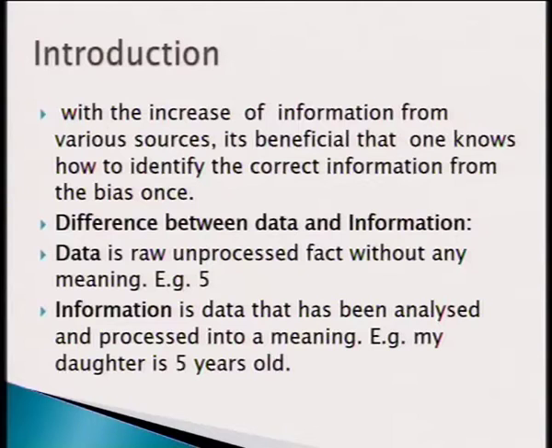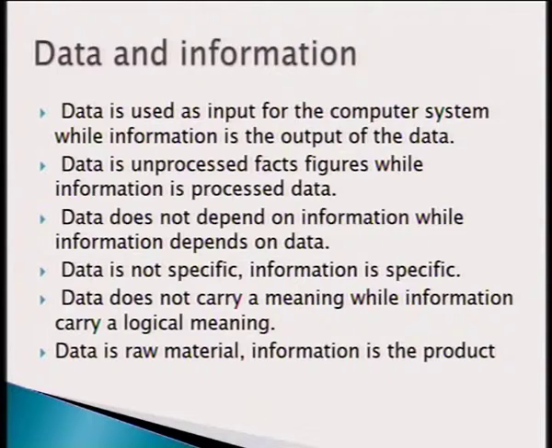That is data. When we talk about information, we're talking about data that has been analyzed and processed into a meaningful fact. Say, for instance, my daughter is 5 years old. Now this makes sense, so this is information. And there is a difference. What are other differences between information and data? Data is used as input for a computer system, while information is the output. You input data, and the computer processes the data into information. Data is unprocessed facts and figures, while information is processed data.